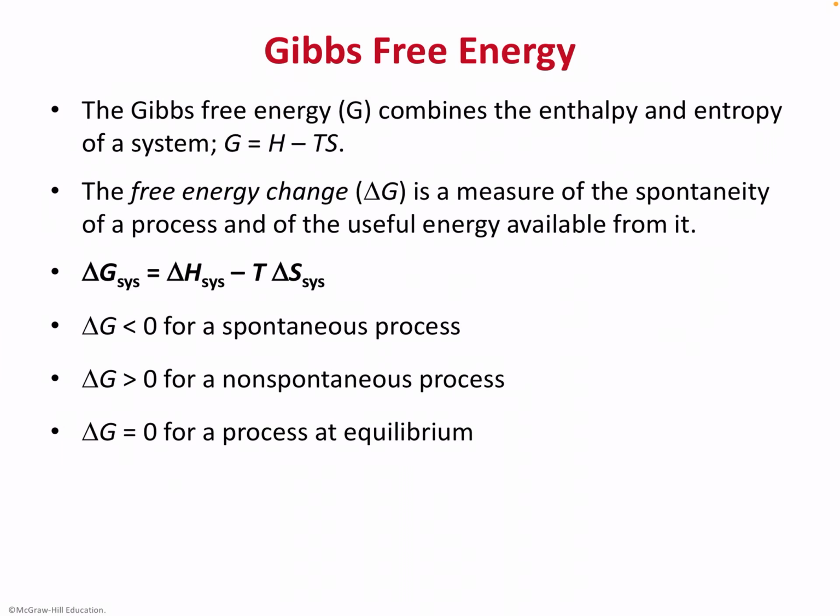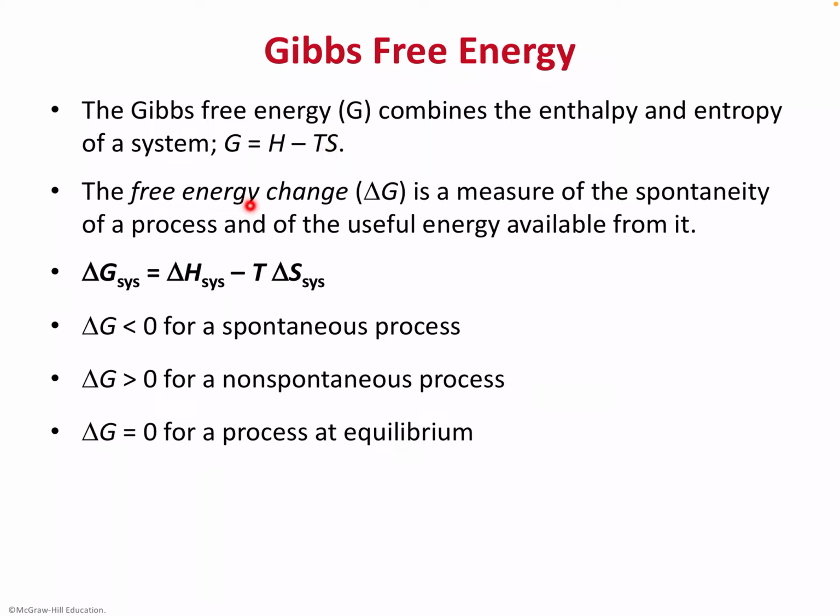Gibbs free energy. Gibbs free energy, symbolized G, combines the enthalpy and entropy of a system. G equals H minus TS, where H is the enthalpy and T is the temperature.